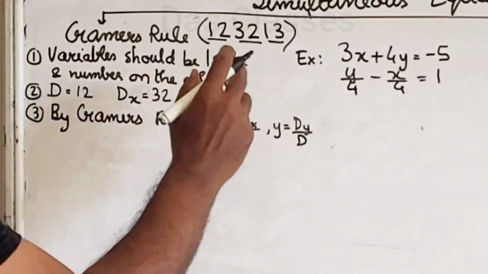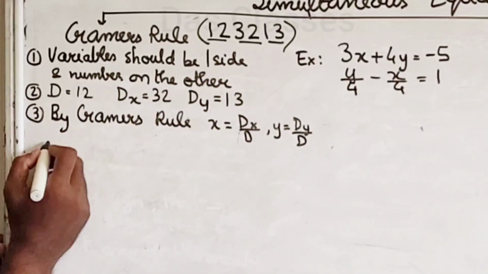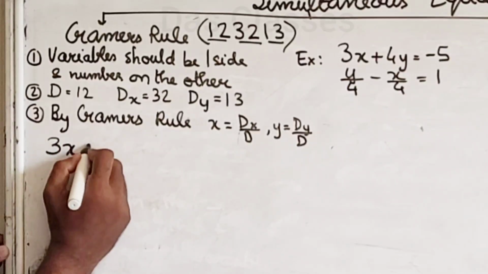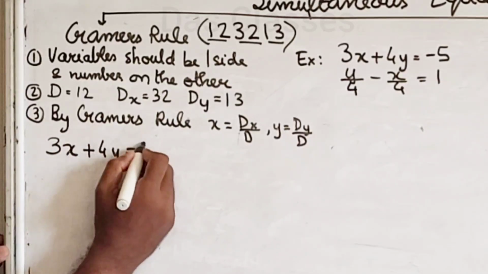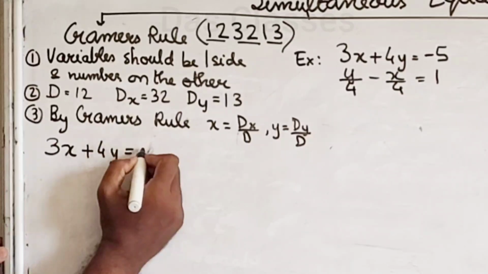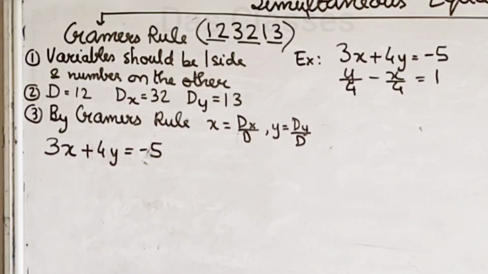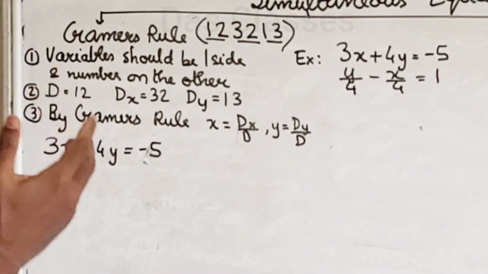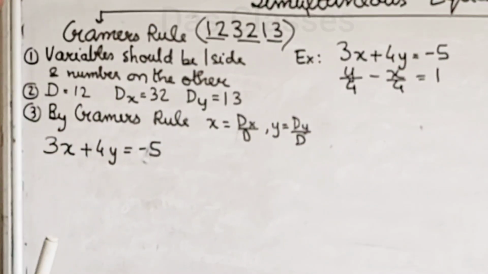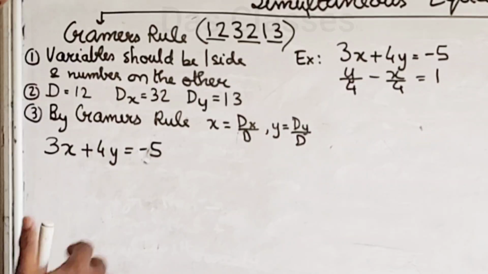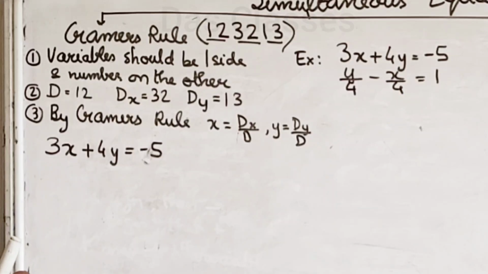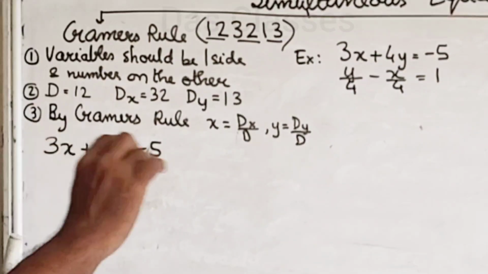So let's do it. Let's use the steps. The first part is 3x plus 4y is equal to minus 5. And the second equation, we see it's in the form of a fraction, and in the previous videos I have explained how, whenever you see a fraction, don't try to solve it in the form of a fraction. Students find it difficult. The easiest way is to make it a simple sum.